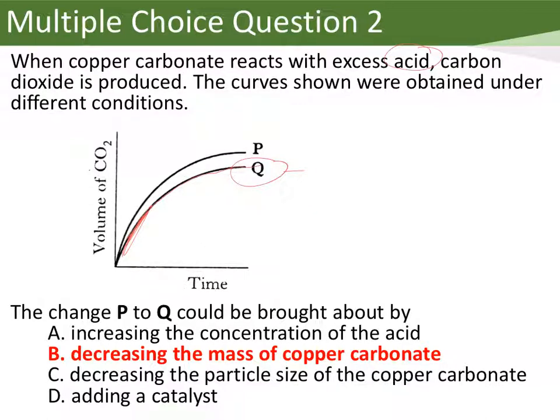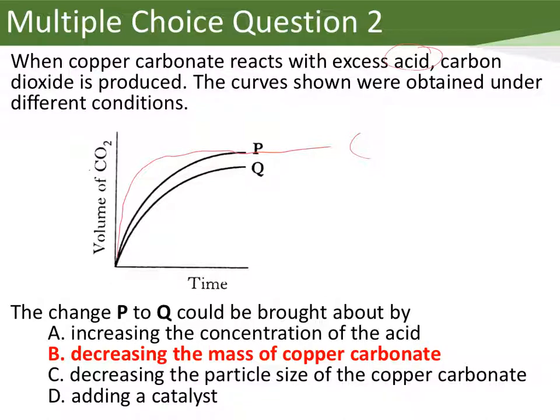If I were to increase the concentration of the acid, the reaction would go faster, and depending on limiting reagent, it might stop here if the copper carbonate is limiting reagent. If the acid is limiting reagent, then it would go faster and it would make more product. Decreasing the particle size of the copper carbonate. If I decrease the particle size, I'm going to get a faster reaction, but I will end at the same spot. So that is C.